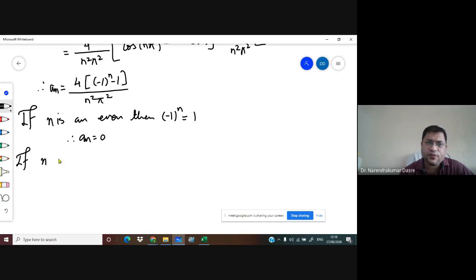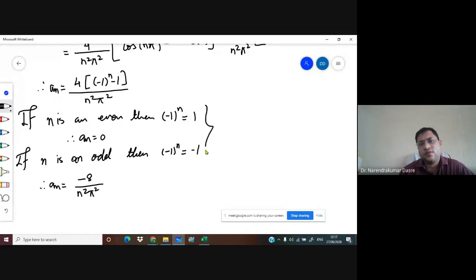Now if n is odd, then what will happen? (-1) raised to n is equal to minus 1. And hence you got a_n is equal to, here this is minus 1, this is minus 1, so minus 2, and you'll be having minus 8 upon n square pi square. So this is the equation 3.